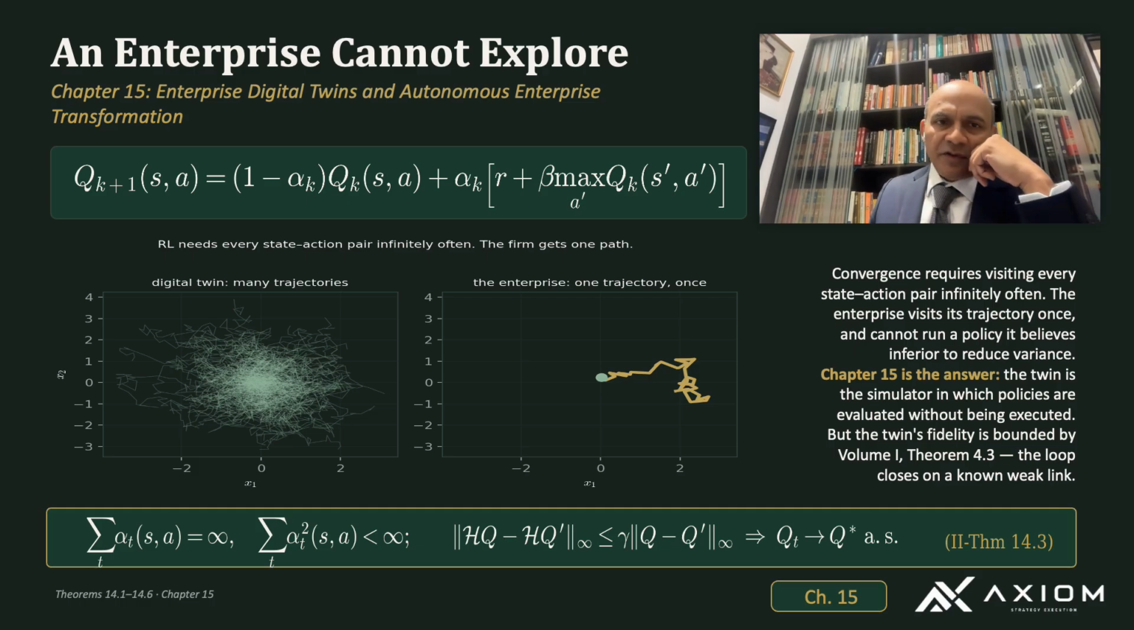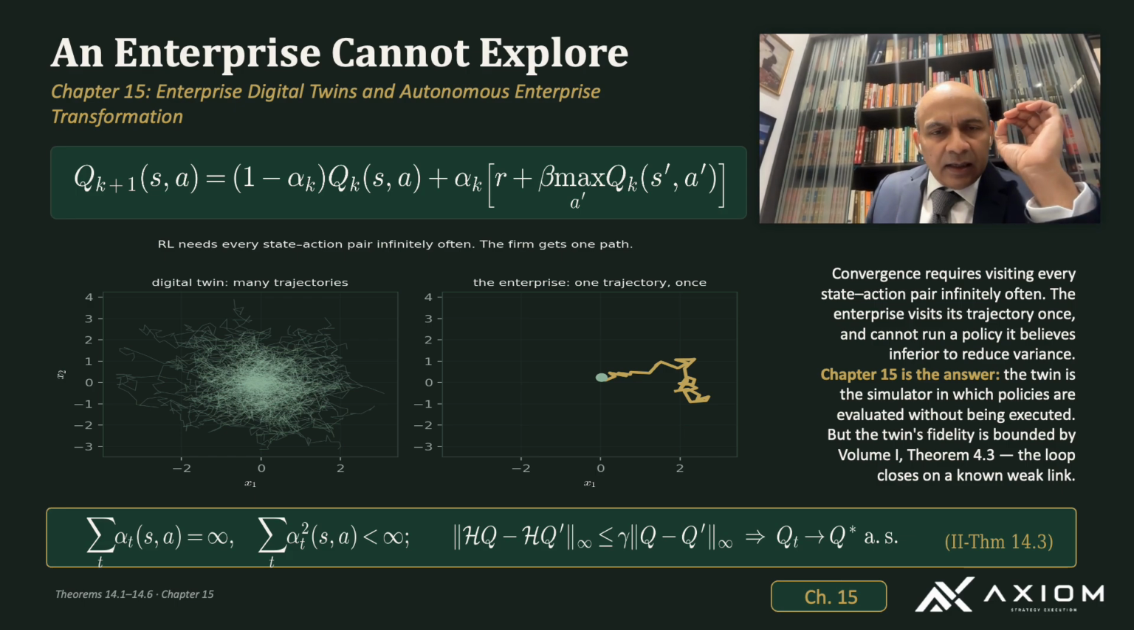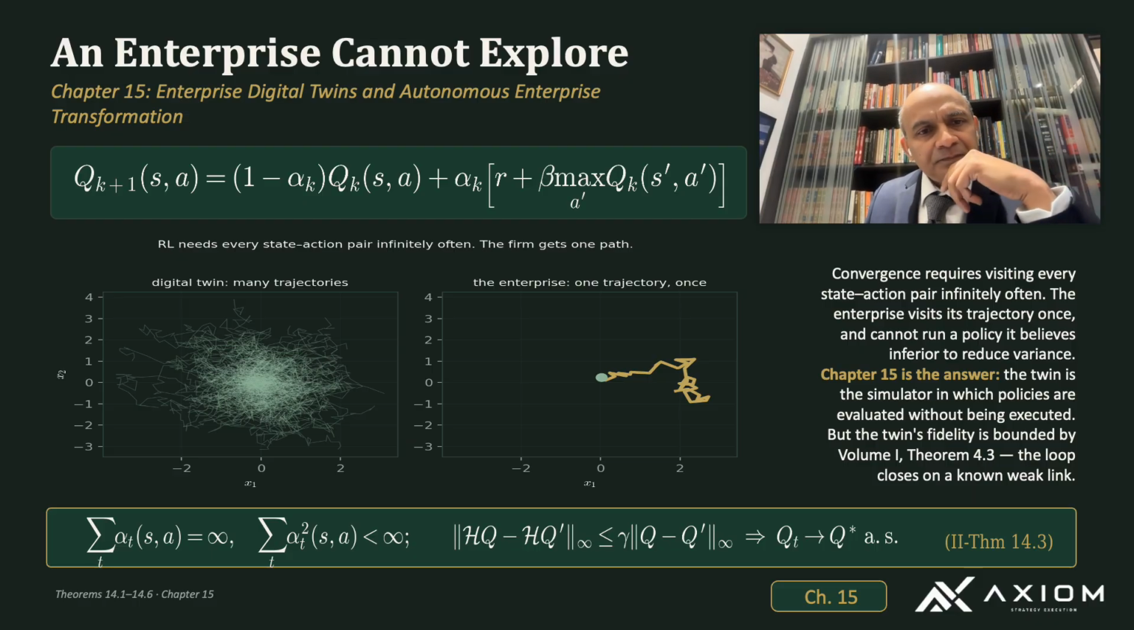Now we move to chapter 15, Enterprise Digital Twins and Autonomous Enterprise Transformation. The twin is the simulator in which policies can be evaluated without being executed. So the architecture closes a loop, and the loop has a known weak link. The framework's autonomy claims are exactly as strong as the twin's extrapolation, and the twin's extrapolation is the thing Volume 1 proved cannot be validated in the region that matters.